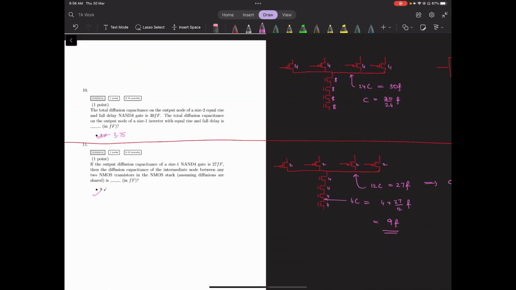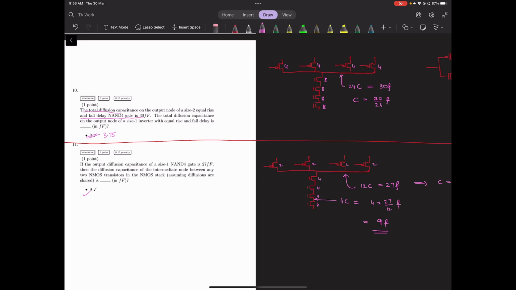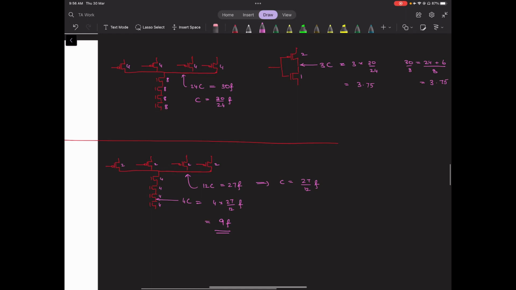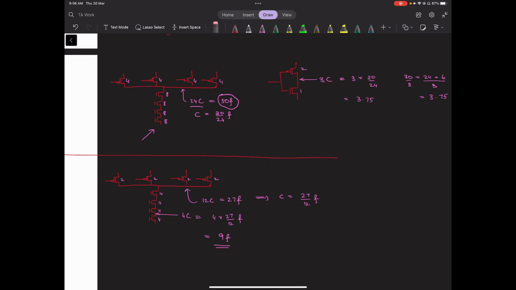Over here we are given the total diffusion capacitance at the output node of a NAND 4 gate, which is a size 2 NAND 4 gate, sized for equal rise and fall delay. And we are asked to find out what the output diffusion capacitance of a size 1 inverter is, right? So we are given this value, which is 30 femtofarad, which will be 24C. This is a size 2 NAND 4 gate, right? Sized for equal rise and fall delay.